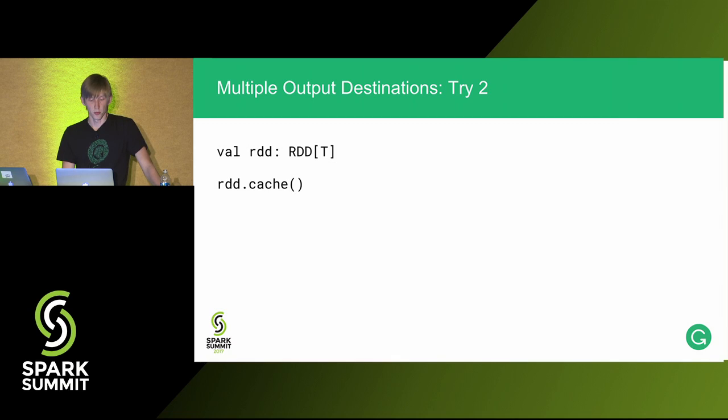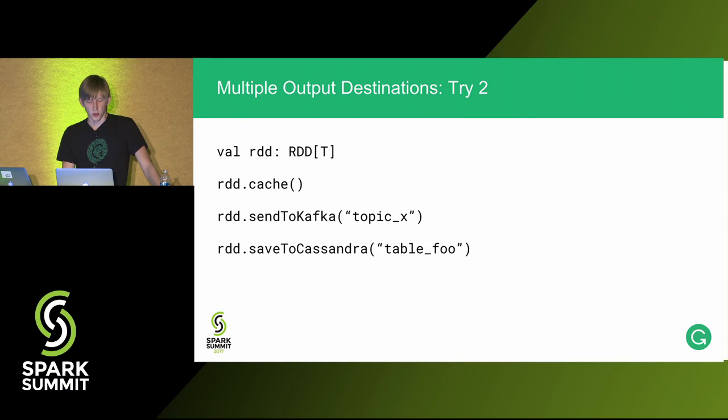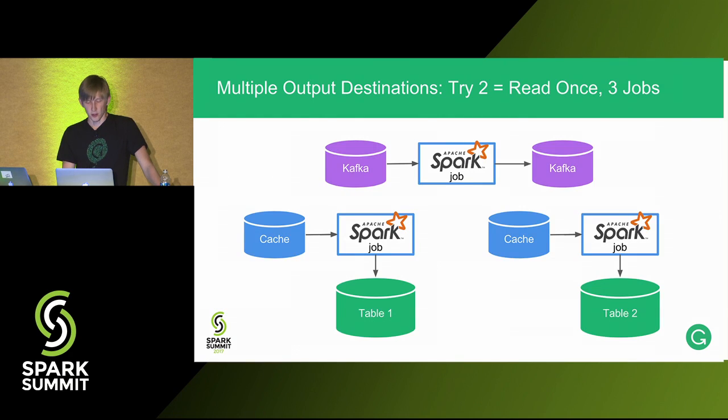So let's do another try. Let's first cache our RDD and see how it goes after that. It turns out we are still going to have 3 jobs, but the other 2 will try to read data from cache if it did fit there, which is, again, probably not the optimal solution.